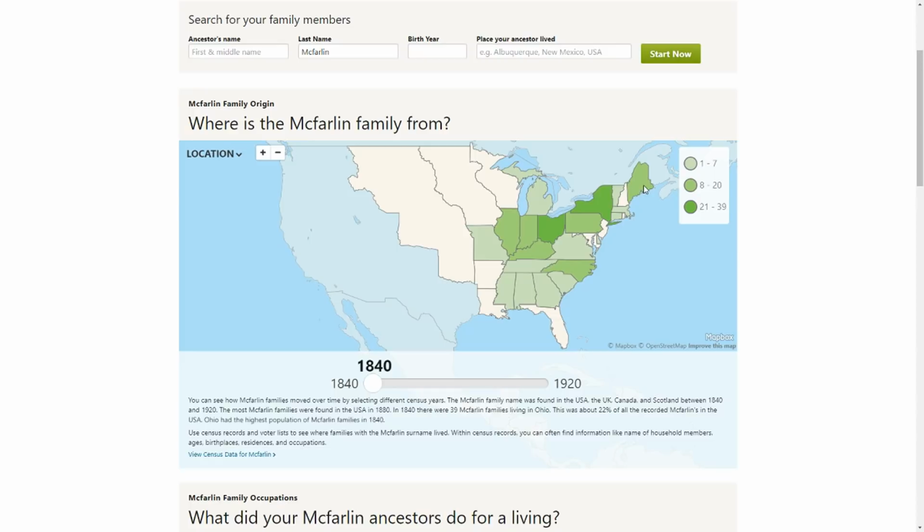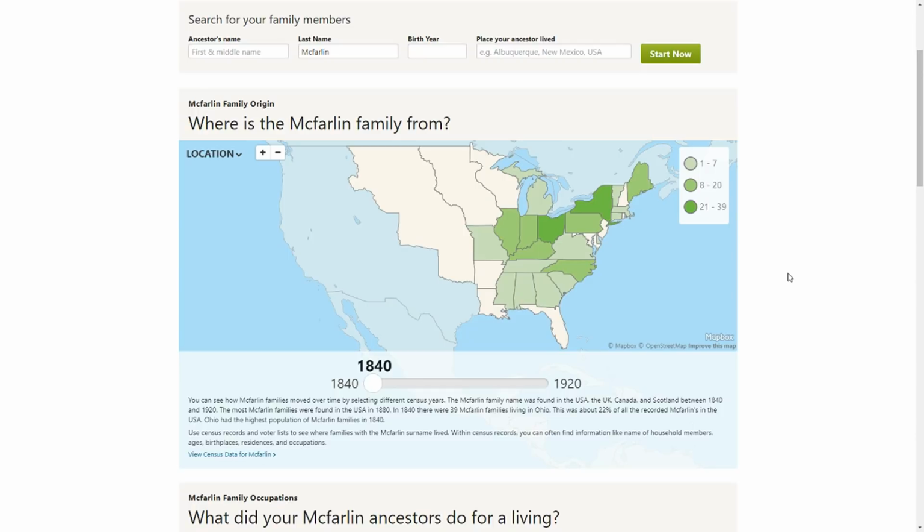And I see Maine's a little stronger as far as numbers, but then I also see North Carolina has a little stronger number. So I've probably got a migration pattern from North Carolina to Kentucky, and then I've got another one that came from New York that's maybe a McFarland line that came to the United States before the North Carolina branch.